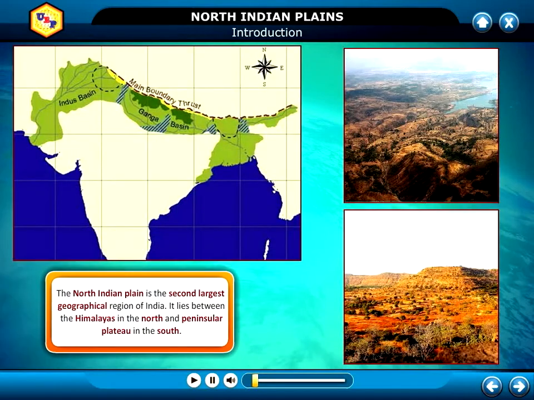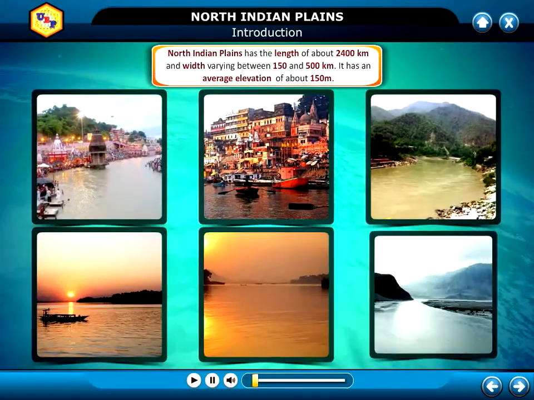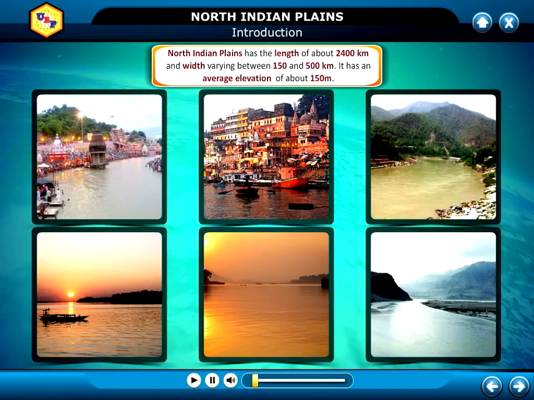The North Indian Plain is the second largest geographical region of India. It lies between the Himalayas in the north and Peninsular Plateau in the south. The North Indian Plain is an alluvial plain formed mainly by the deposits of the Indus, Ganga and Brahmaputra rivers. The plains stretch from the Rajasthan Plain in the west to the Assam Valley in the east. North Indian Plains has the length of about 2,400 kilometers and width varying between 150 to 500 kilometers. It has an average elevation of about 150 meters.